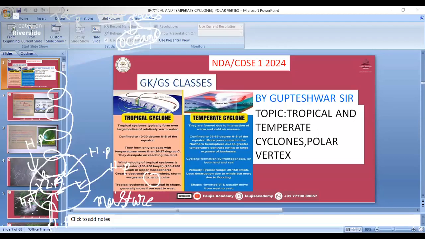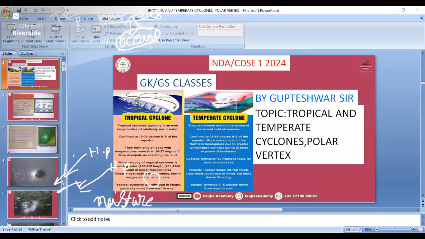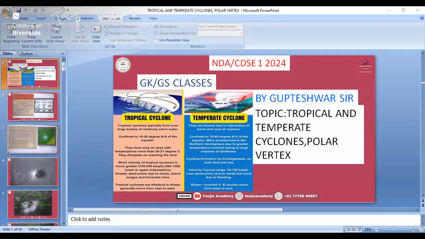Now in this part, we'll understand how, due to the Coriolis force, it is turning to the right. Due to the Coriolis force, you all know that wind deflects rightwards in the northern hemisphere, and in the southern hemisphere it deflects leftwards. So now we will understand how the cyclonic formation is happening, and how they are moving anti-clockwise in the northern hemisphere and clockwise in the southern hemisphere.